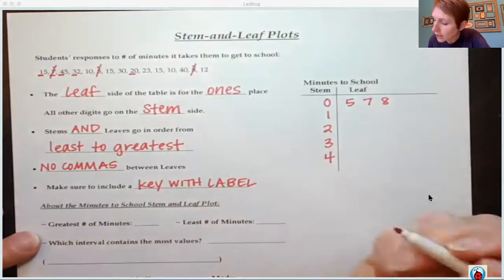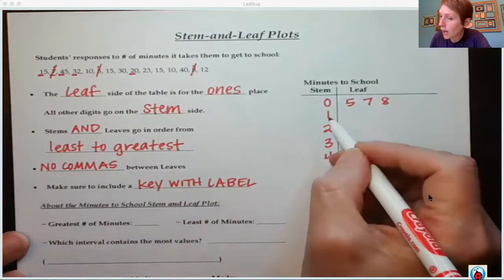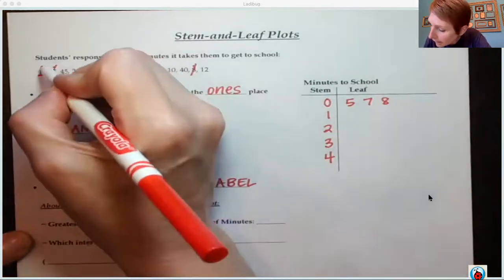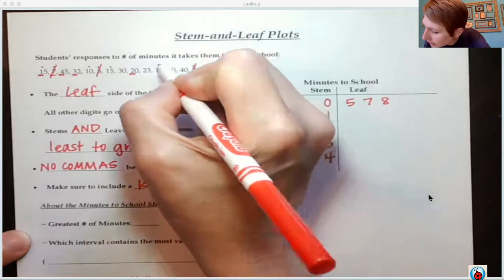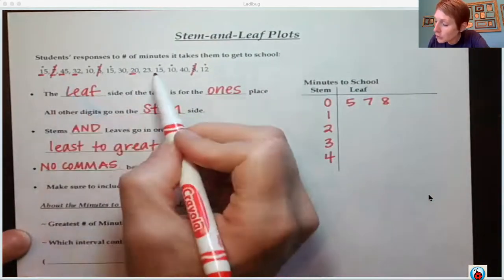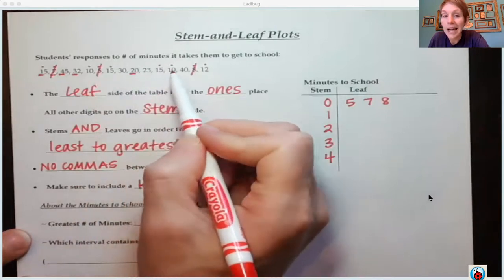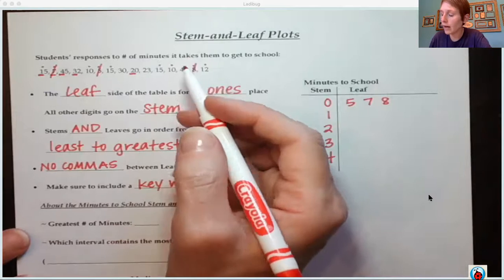They've been used. Now I need to find all of my pieces of data with a 1 in the tens place. So I have 15, 10, 15, 15, 10, and 12. Now notice some of these numbers repeat. I have 3 15s, I have 2 10s. I need to list every piece of data, every ones digit for every piece of data.